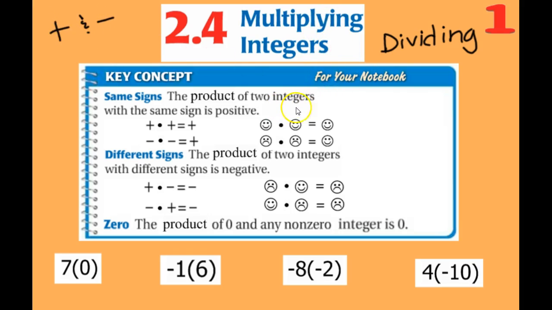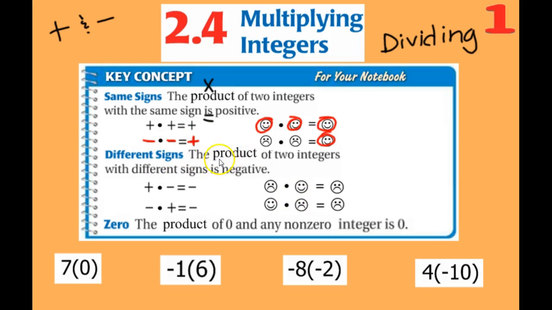For multiplying and dividing, I like to think of happy and grumpy people. It says the product, or when multiplying two integers or two numbers with the same sign, their answer is positive. So if we have a positive times a positive, it's going to be a positive, like a happy person and another happy person. They get along, they're both happy together. Or if we have two grumpy people, two negative numbers, they get along because they're both grumpy together. They agree on the same things. So two grumpy people get along, their answer is positive.